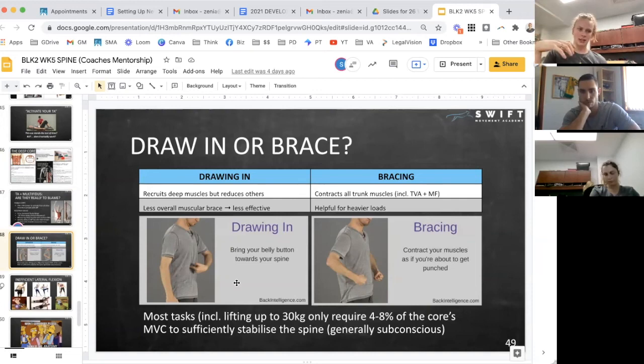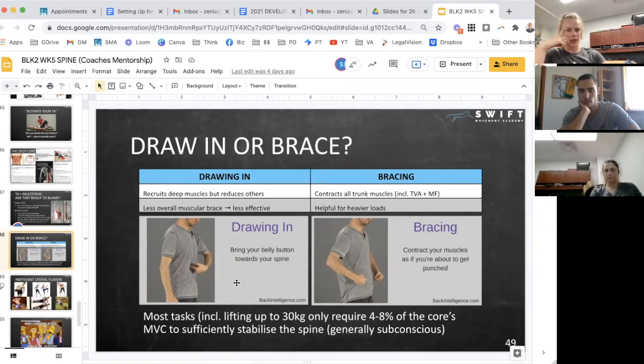And I feel like that's the important thing when we're trying to get people to function, not can you turn on your multifidus or your TA, but can you actually effectively brace to lift the heavy thing off the floor? Bracing, on the other hand, which is like our Valsalva maneuver, which doesn't have to be that intense, contracts all of the muscles, including multifidus and TVA, and is also helpful for heavier loads.